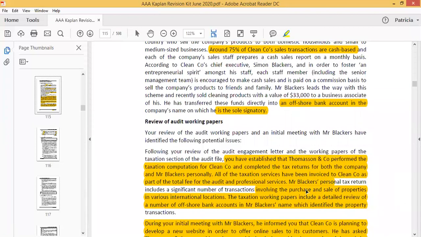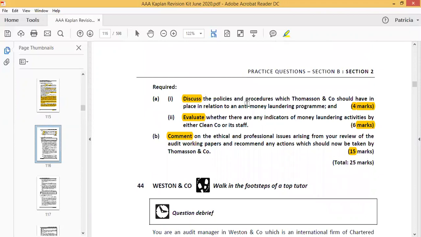Because from the questions that we have been given, you've been told about policies and procedures which Thomasson and Company should have in place in relation to anti-money laundering, and evaluate whether there are any indicators of money laundering activities by either CleanCo or its staff. Then we talk about comment on the ethical and professional issues arising from your review of the audit working papers and recommend any actions.